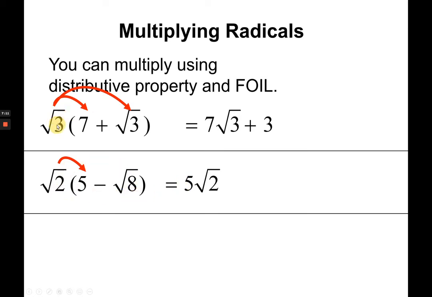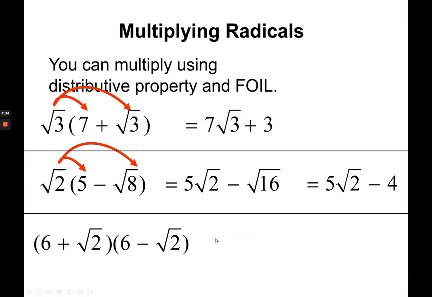This one is actually square root of 3 times the square root of 3 is actually square root of 9, which is actually 3. That's another way of solving it. Here you have 2 times the square root of 2 times the square root of 8 is actually square root of 16. But the square root of 16 is 4. Don't forget your minus. So you just simplify 16. And now this is your FOIL.